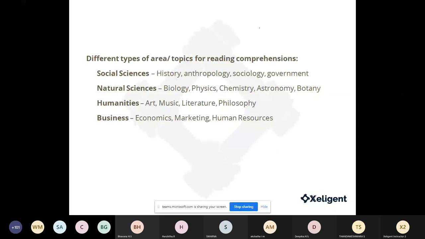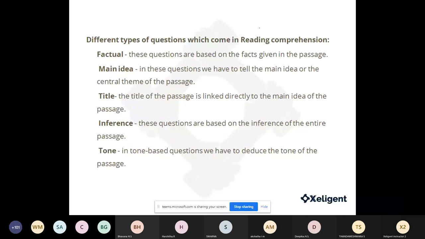Next is different types of questions which come in reading comprehension. So this is an important slide. This is how we can expect questions from reading comprehension. First one, factual. Factual means questions are based on the facts given in the passage. You can read the passage, and you can get the answer directly from the passage. That's a direct question. If the question is asked and you search the passage, you can get the answer directly from the passage.